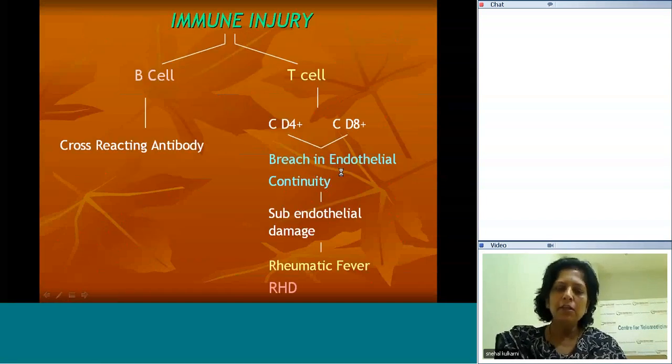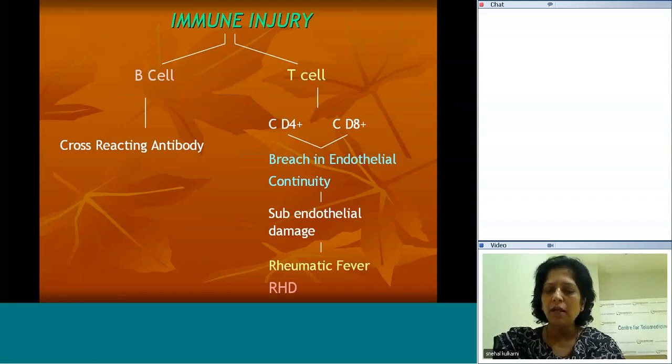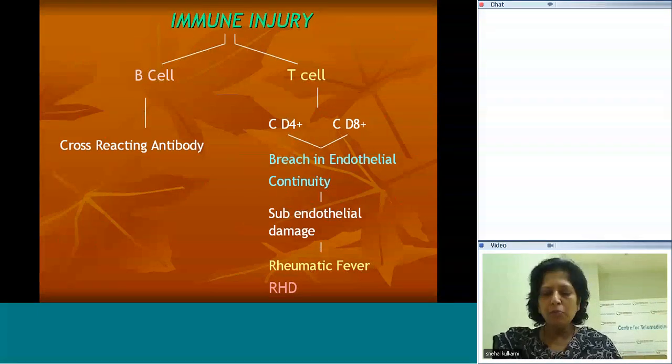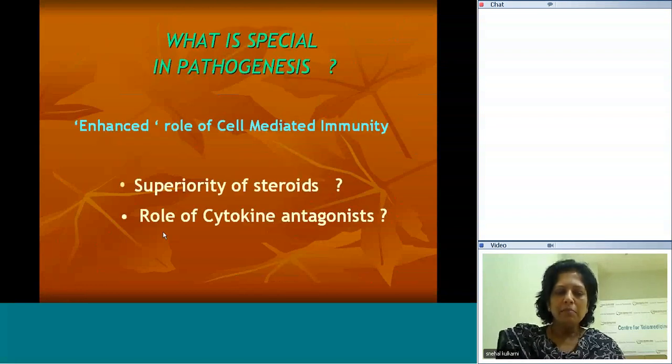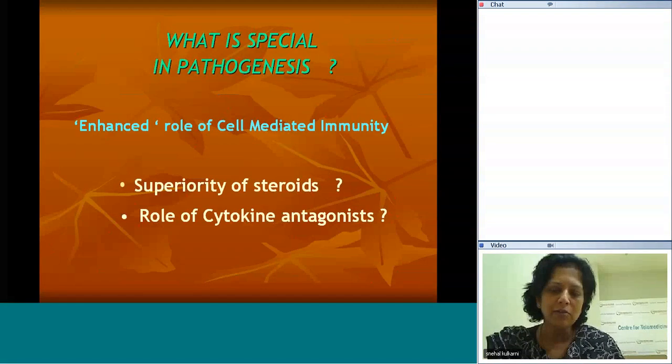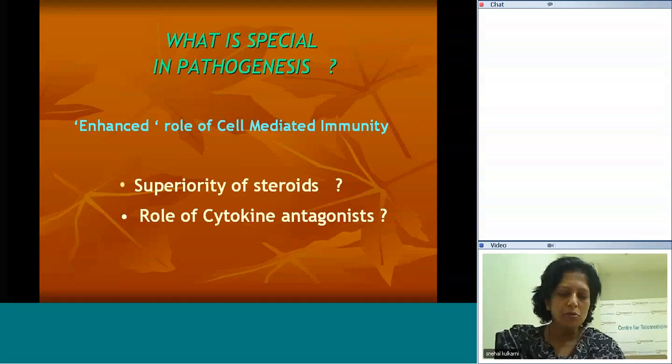Now, as I said, whether there is an immune injury which really plays an important role in pathogenesis, we really do not know, and the role of CD4 and CD8 cells needs to be looked into, because they are responsible for breaching the endothelial continuity, some extraendothelial damage, which is responsible for rheumatic carditis. So, what is special in pathogenesis is that we need to see the enhanced role of cell-mediated immunity, because when we manage these patients of acute carditis, whether the role of steroids is a major role to play, and is there any role of cytokine antigens to be looked into.